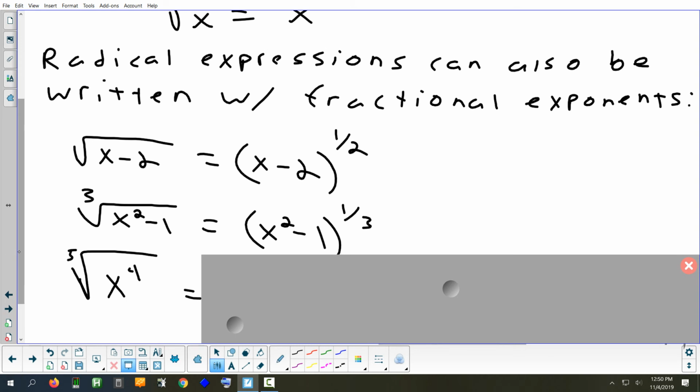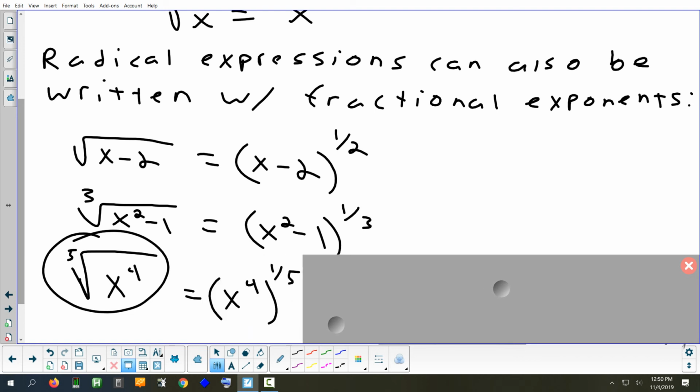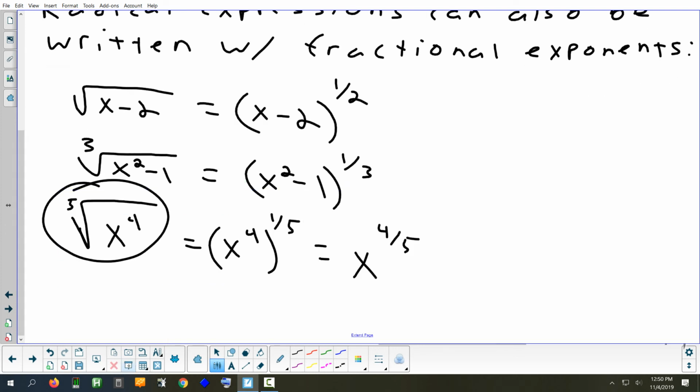1/5. To the 1/5. And the reason we might change that to the 1/5, especially in this one, is because then you get x to the 4th, to the 1/5. What's the rule when you have a power raised to another power? Multiply. And what's 4 times 1/5? 4/5. So by using that rule of changing it into a fractional exponent, you can simplify that down to x to the 4/5. Any questions on how to write radicals as fractional exponents?